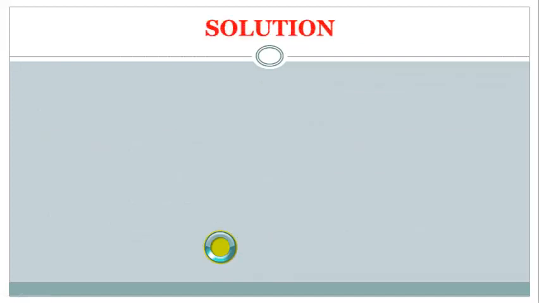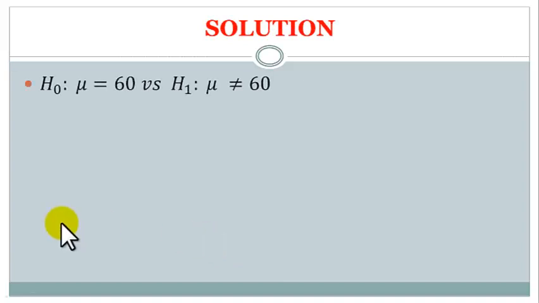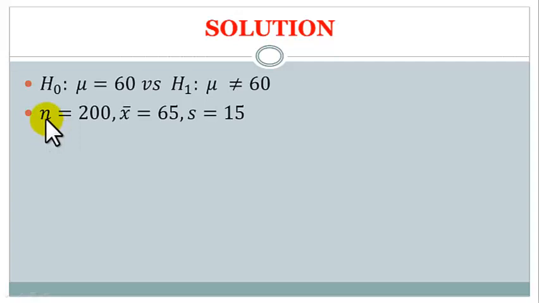Solution. Here we are testing the null hypothesis H0: mu equal to 60 against the alternative hypothesis H1: mu is not equal to 60. This is a two-tailed test because the alternative hypothesis is stated with a not equal to sign. Here the sample size n is 200, the sample mean x bar is 65, while the standard deviation s is 15.